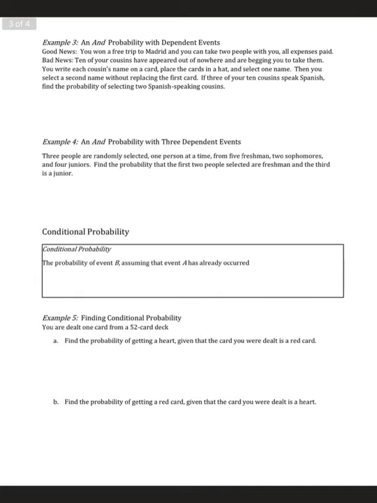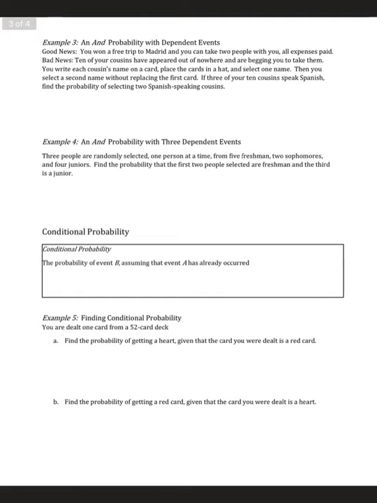Bad news is 10 of your cousins have appeared out of nowhere and want to go with you. So you write each of your cousin's name on a card and place those cards into a hat. And then you pick one name out. Then you choose a second name out without putting the first one back in.